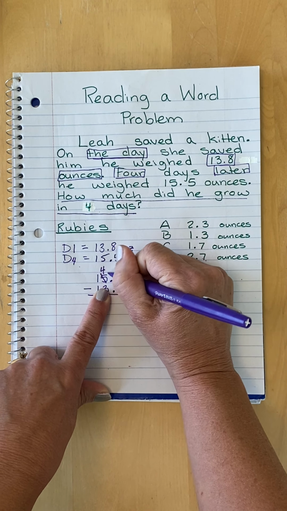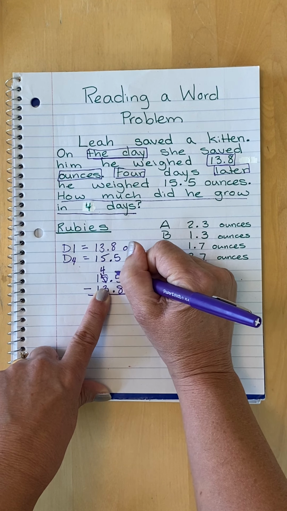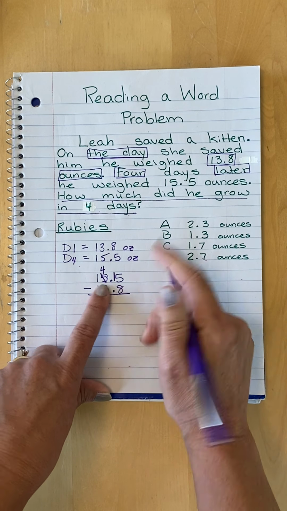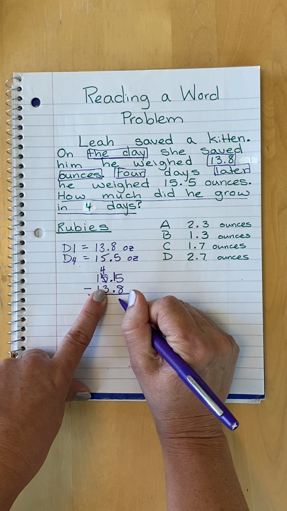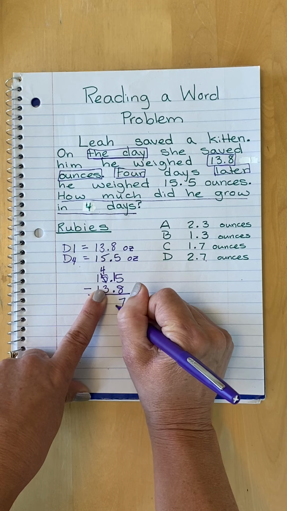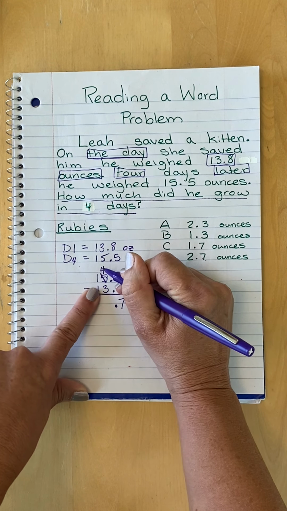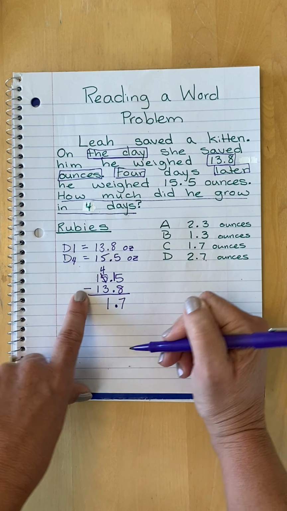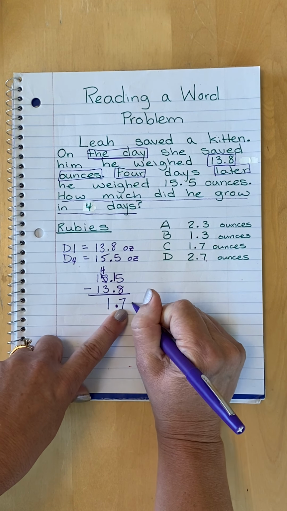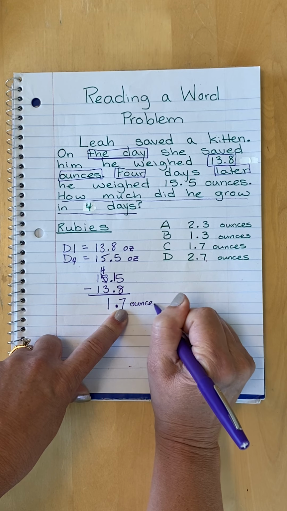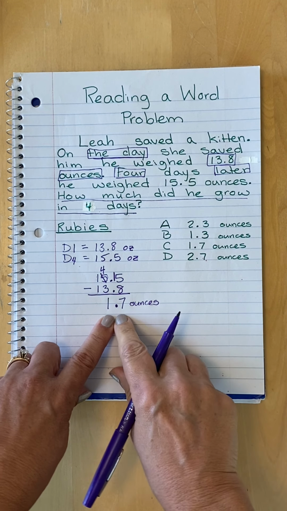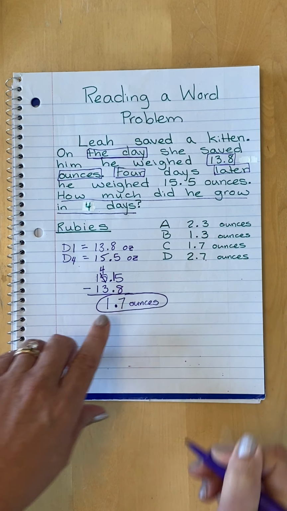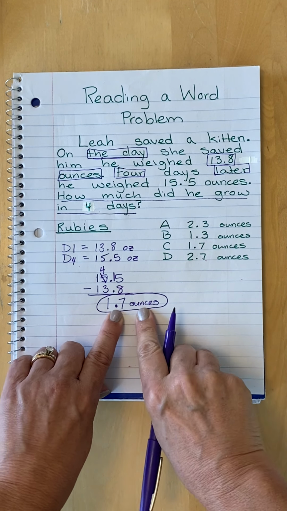Now I took one of these broken into 10 pieces. So I'm going to put a 1 in from the 5 to show 15. 15 minus 8 is 7. I bring down my decimal point. 4 minus 3 is 1. 1 minus 1 is 0. I don't need to write the 0. And this is ounces. So my answer, I'm going to circle my answer. It is 1 and 7/10 ounces.